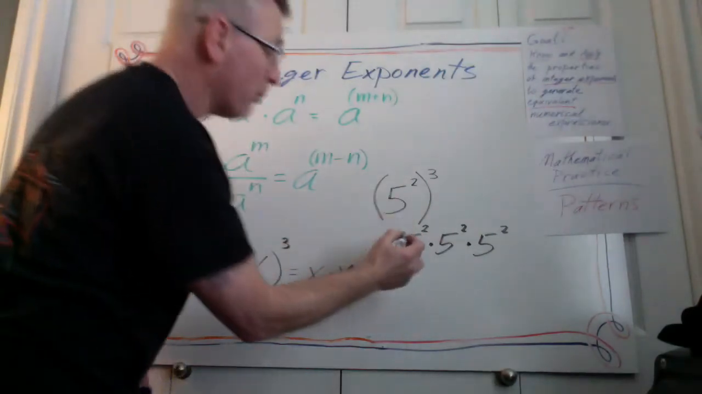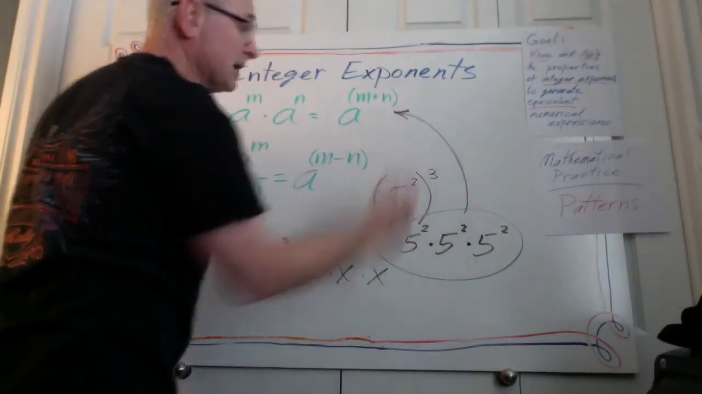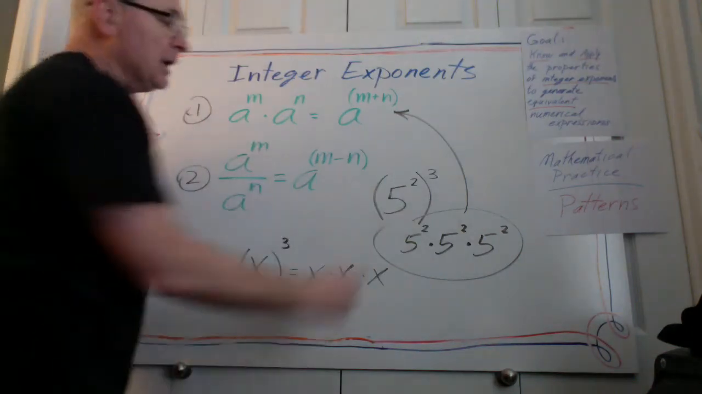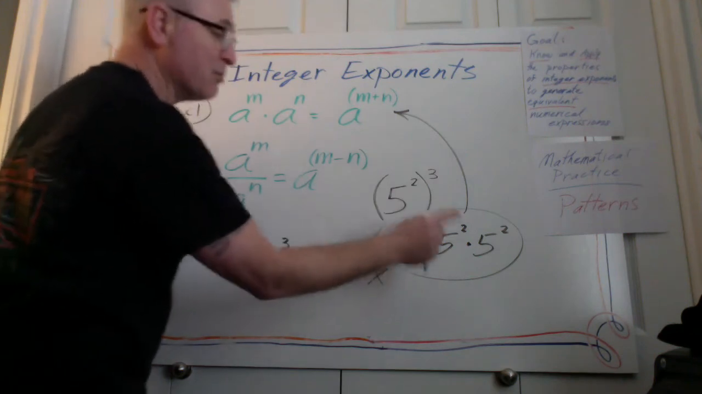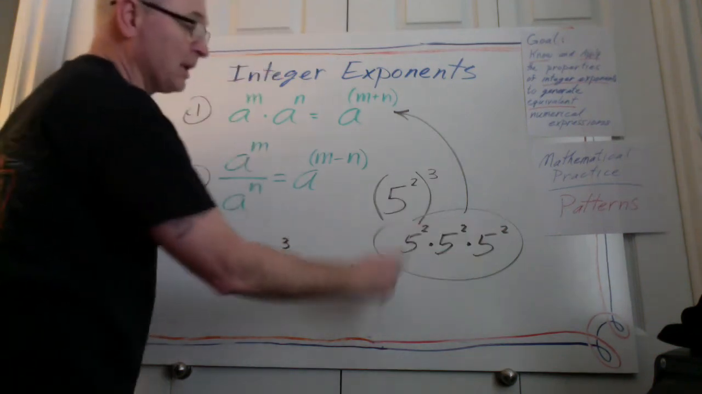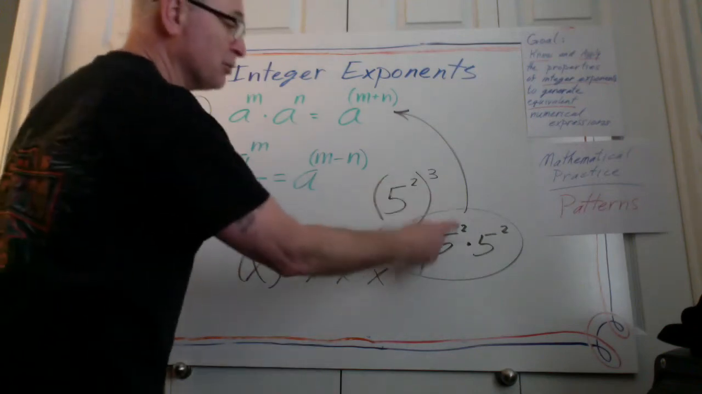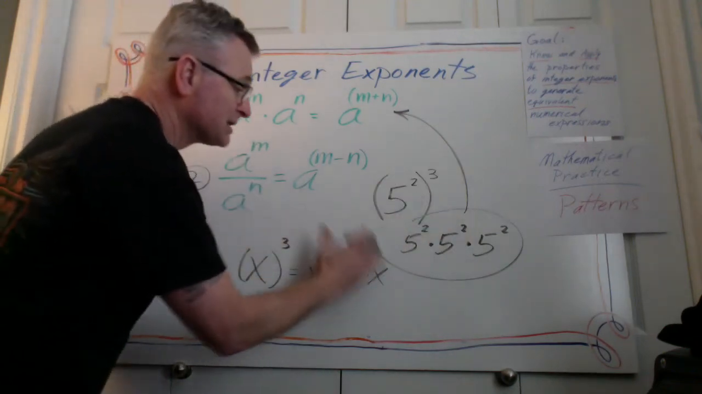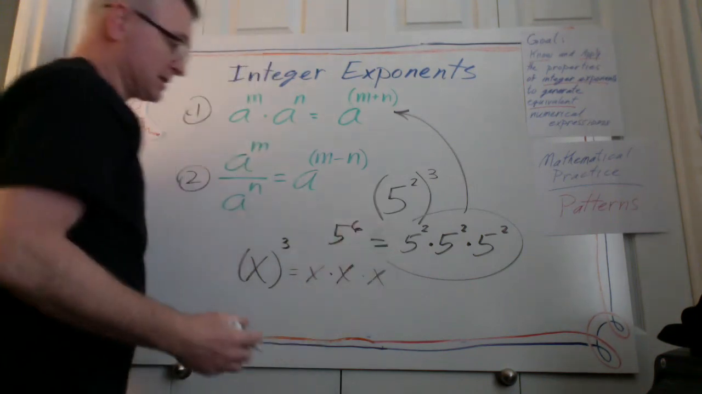And if we go back, this idea right here is this idea here. So we're simplifying this to this, and if we have the same base, the numbers on the top just get added. So it's 2 plus 2 plus 2, which is going to be 6. So this is really 5 to the 6th.